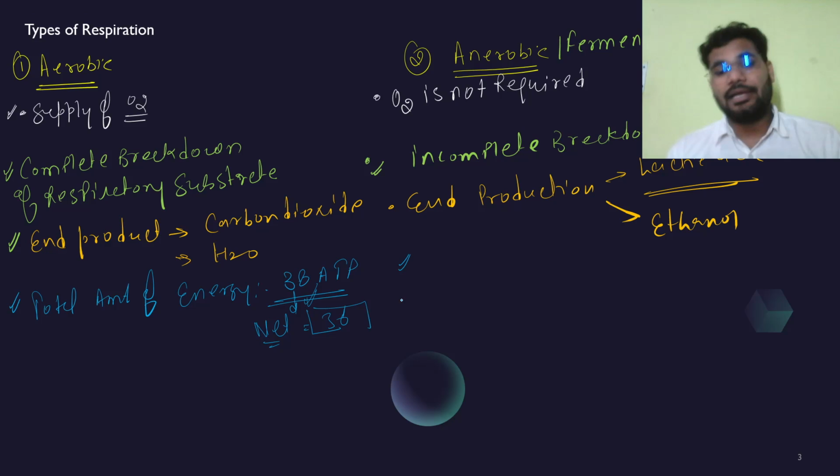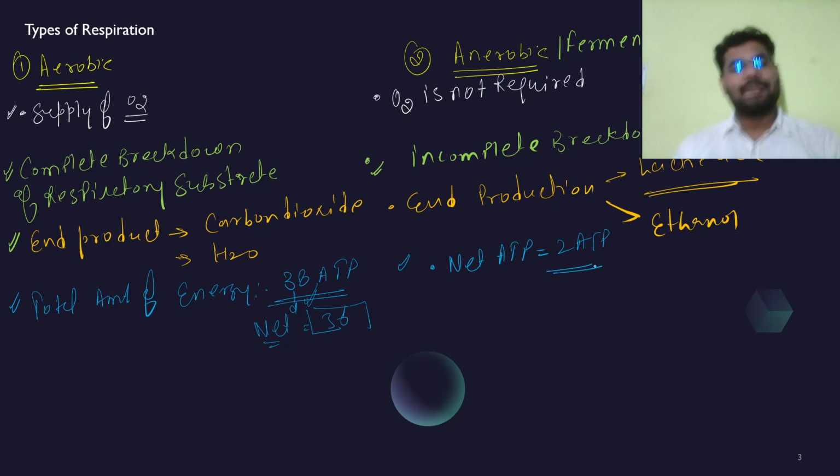And in anaerobic respiration, the total net ATP gain is 2 only, and it is available for use. I mean to say, it is not like some ATP is produced and then 2 is utilized in any other reaction. No, it won't happen. So only 2 ATP is produced and these are available for respiration.